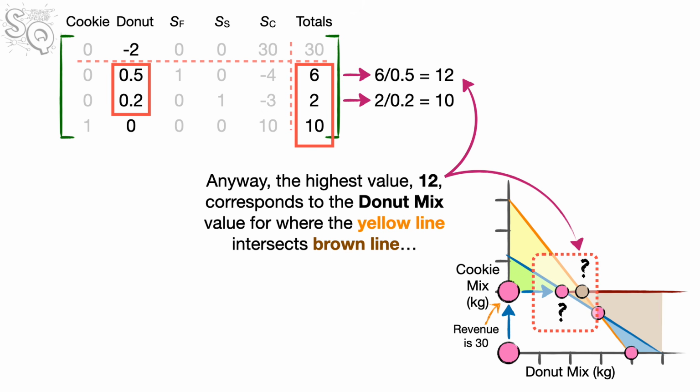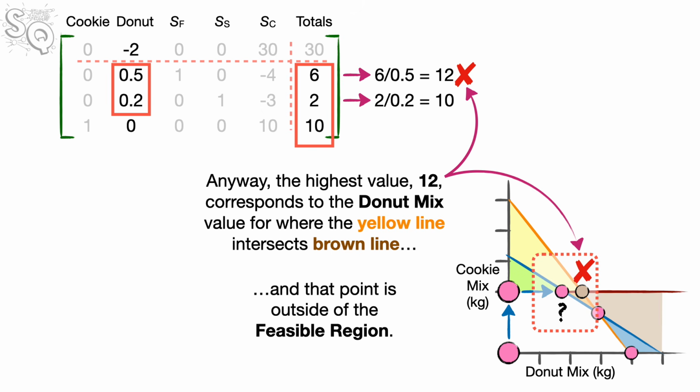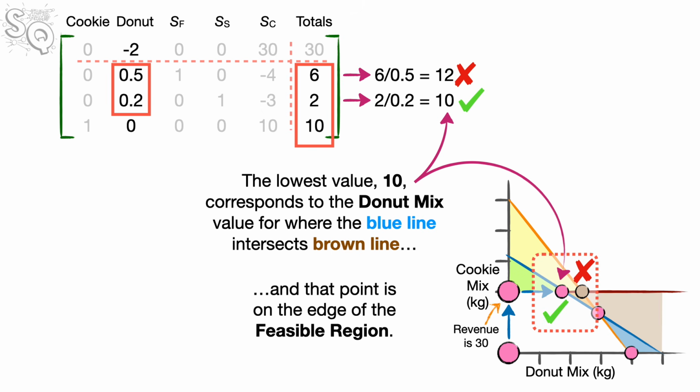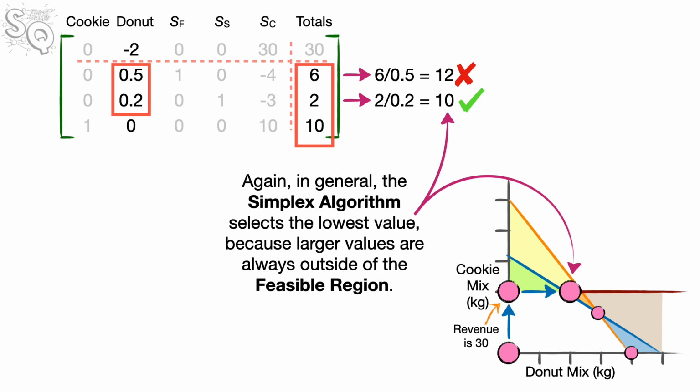Anyway, the highest value, 12, corresponds to the donut mix value for where the yellow line intersects the brown line. And that point is outside of the feasible region. The lowest value, 10, corresponds to the donut mix value for where the blue line intersects the brown line. And that point is on the edge of the feasible region. Again, in general, the simplex algorithm selects the lowest value because larger values are always outside of the feasible region.